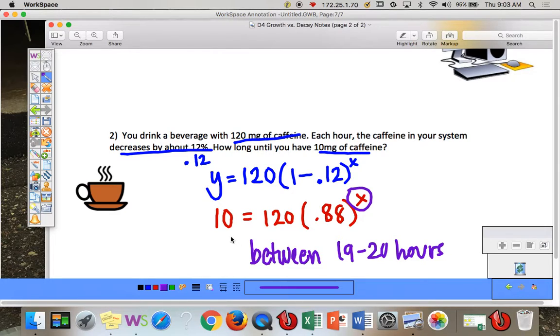All right, so the main difference between growth and decay is this b value here. If this number is less than 1, like 1 minus our percent, 0.88, then it's decay. So try this today, and we'll review more tomorrow.